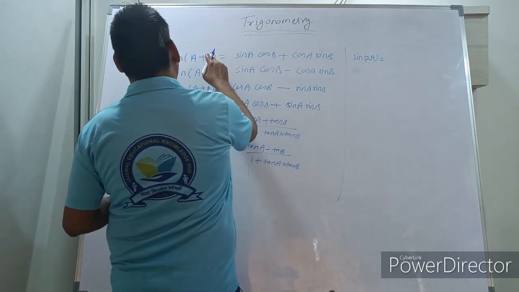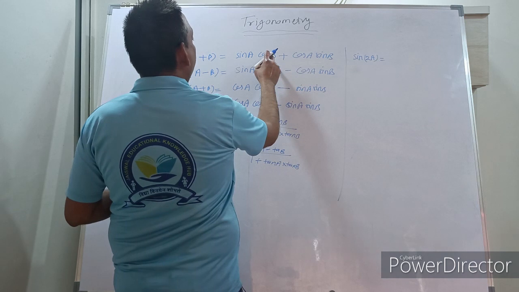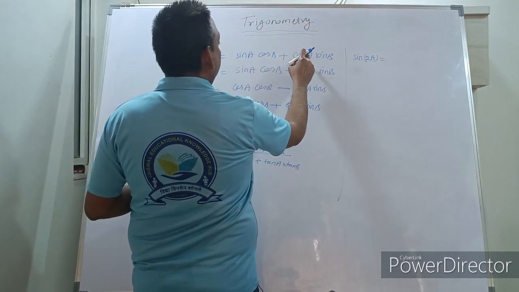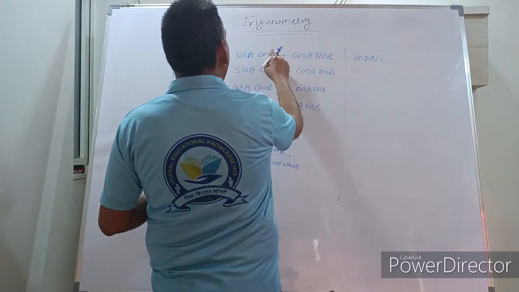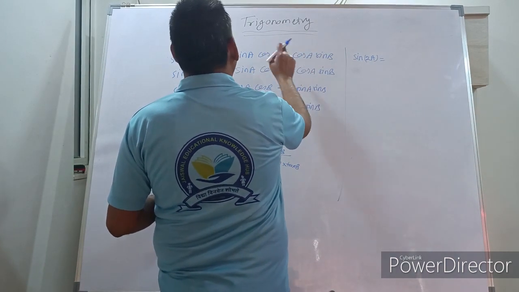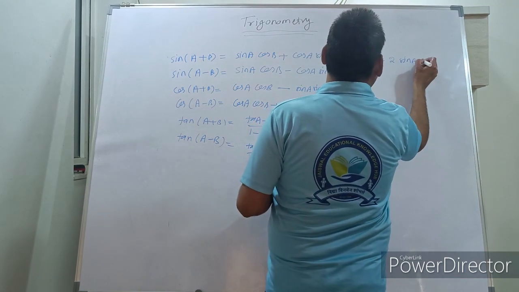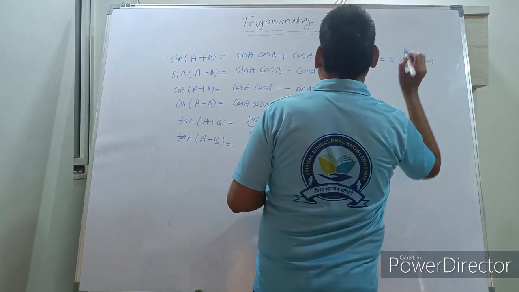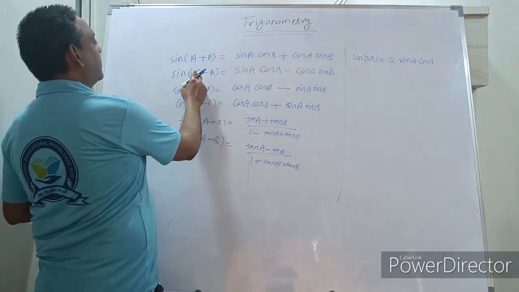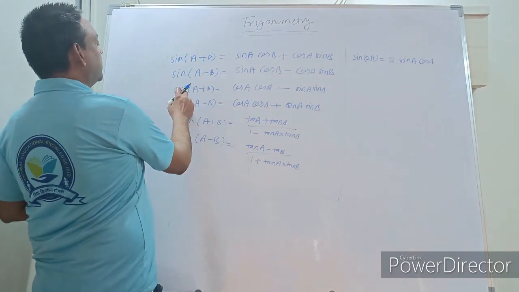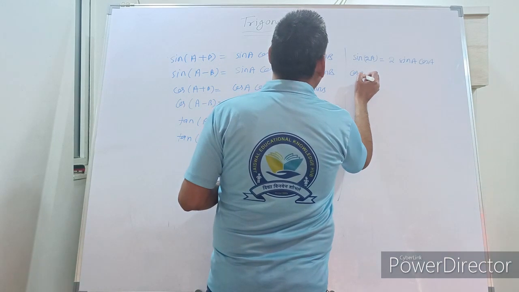If both angles are the same, you can see here this is sin a cos a plus cos a sin a. So indirectly sin a cos a plus sin a cos a becomes 2 sin a cos a. Simple it is. Now if a minus a, that becomes 0, so there is no formula for this. Then next is cos a plus a, that becomes cos 2a.